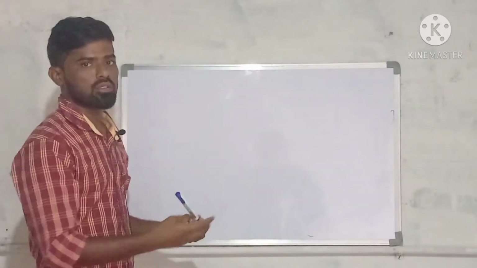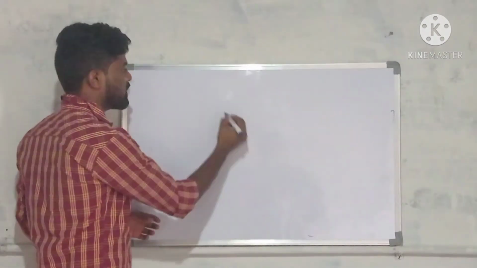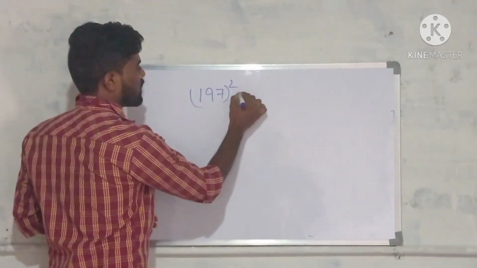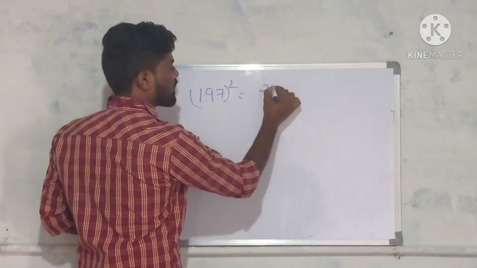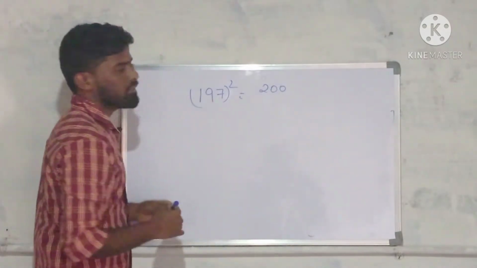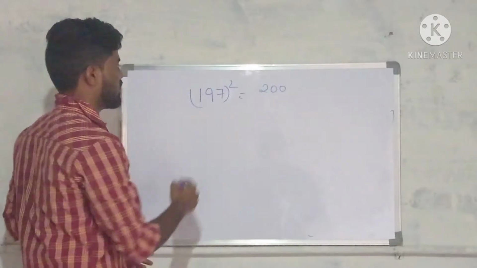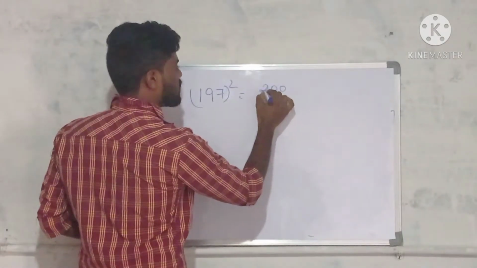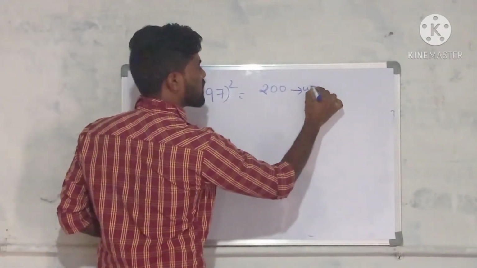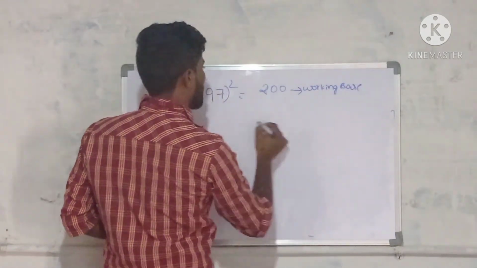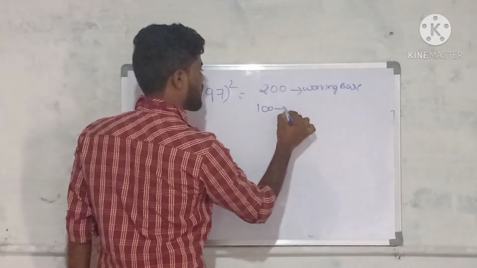Let's see how to solve those numbers. For example, there is the number 197 square, it is near to 200. Here we will introduce the actual base and working base concept. We take 200 as working base. Actual base 100.